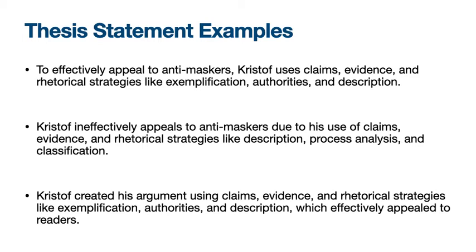Similarly, the last example reads, "Christoph created his argument using claims, evidence, and rhetorical strategies like exemplification, authorities, and description, which effectively appealed to readers." So the big change with this third one is that ending phrase, "which effectively appealed to readers." This is additional information. When you're introducing that you're going to be talking about effectiveness, you have a lot of options. You can introduce that first in the sentence, you can introduce that in the middle of the sentence, and you can also add it to the end of the sentence.